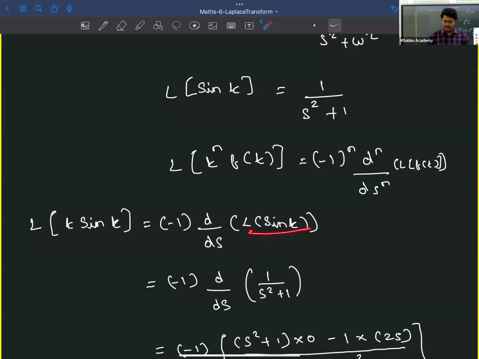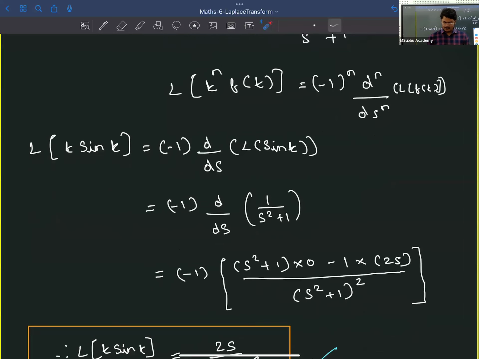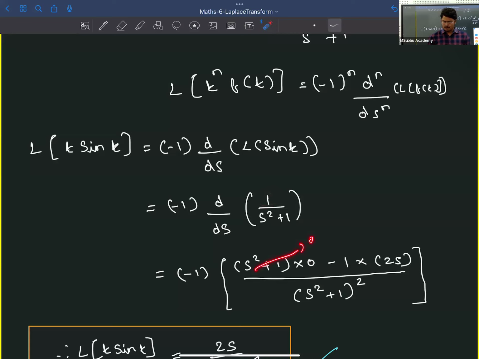So Laplace transform of sine t is nothing but 1 by s square plus 1. So this differentiation will be directly u by v, so u dash v minus v dash u by v square. So u dash, the first numerator differentiation is 0, so this whole term will become 0. So v dash, which is for s square plus 1, so this will be 0.